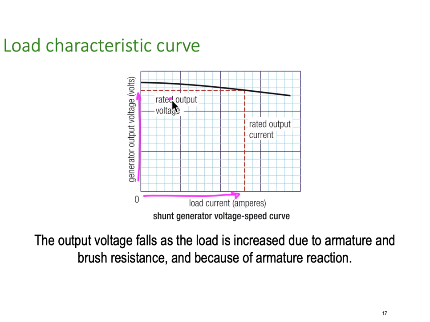And you can see the dotted line here. This is the rated output voltage, and here at this point, the rated current. As the load is very small here, we're a little bit above the rated voltage. But as the load increases, so we're getting bigger here.